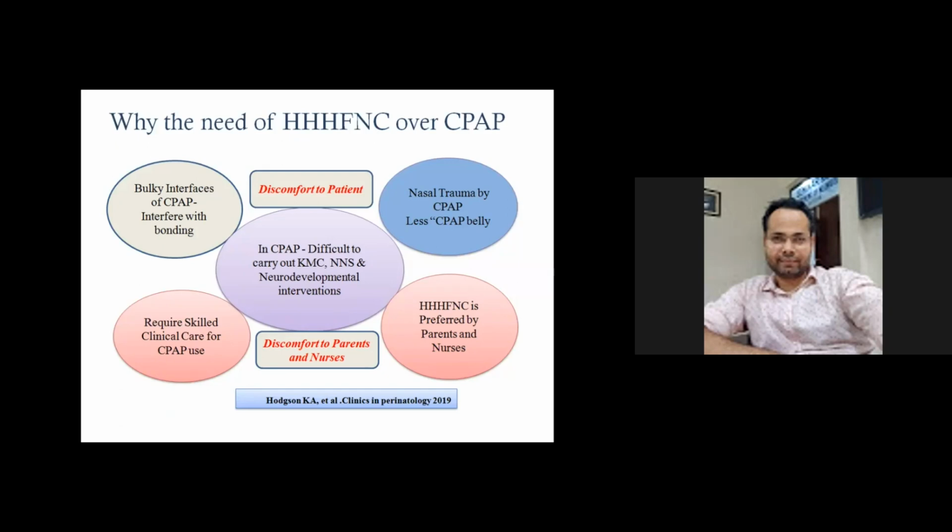Because we know that CPAP has a bulky interface and interferes with bonding. It causes discomfort to the patient, can result in nasal trauma, and can cause CPAP belly. And more skill is required for the handling of CPAP. So in CPAP, there is a difficulty to carry out PMC, non-nutritive sucking, and neurodevelopmental interventions, and it also results in discomfort to the patient. Hence, HFNC is a preferred mode by the patient.